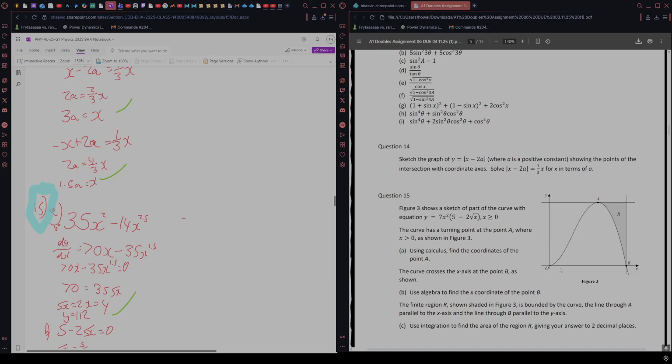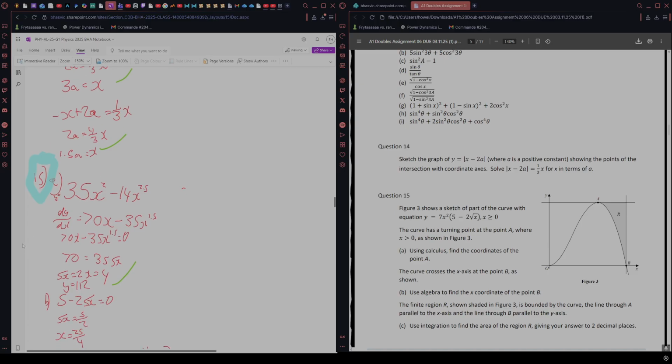We know one of the roots is (0, 0), so if we set the entire thing to 0 and divide by the thing in the brackets, we're just going to get x equals 0, which is the root we don't want. So we divide by 7x squared, we just get 5 minus 2 root x equals 0, and then we solve that to get x equals 25 over 4. I haven't written the coordinate, but it's just (25 over 4, 0). And now we have to integrate.